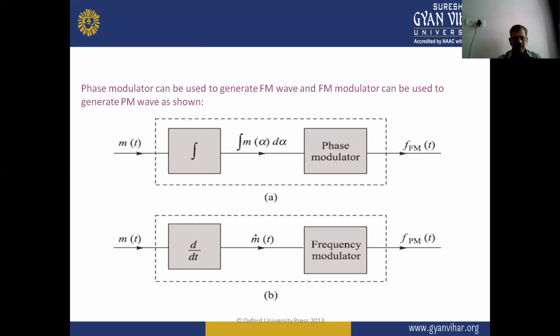In the second diagram, the message signal is applied to the differentiator, and the output of this differentiator is the differentiation of the modulating signal m t with respect to time. This differentiated signal is applied to the frequency modulator, and then the output of this frequency modulator is the phase modulation waveform. So this is the FM and PM wave generation.